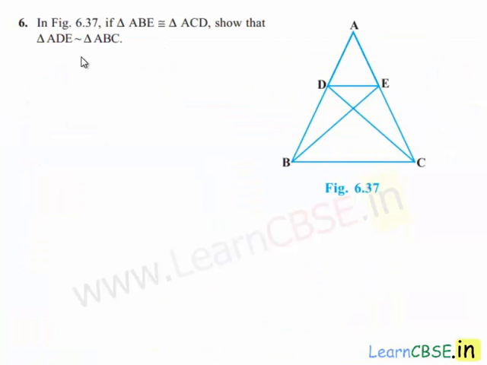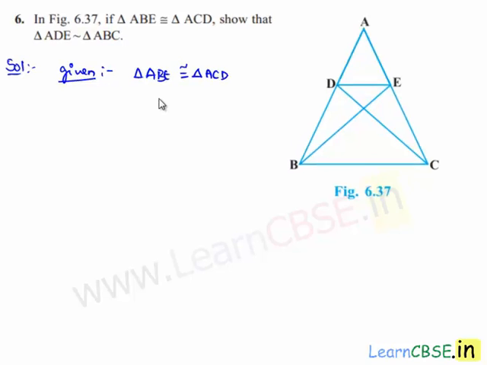Moving on to the sixth question. In figure 6.37, if triangle ABE is congruent to triangle ACD, show that triangle ADE is similar to triangle ABC. Now moving on to the solution. He has given that triangle ABE is congruent to triangle ACD.